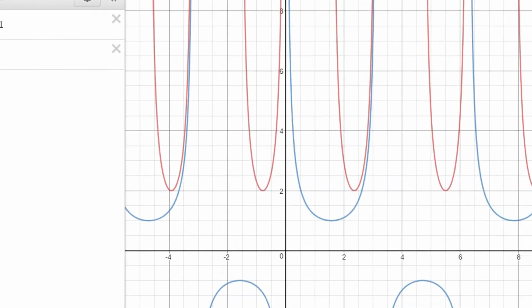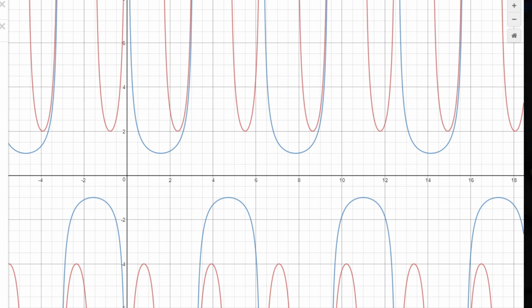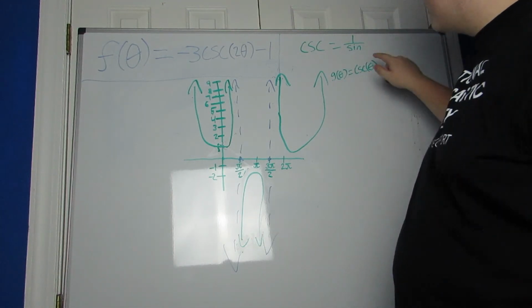So it's not actually hard to graph any sort of variation of cosecant of theta, as long as you know how to graph cosecant of theta.